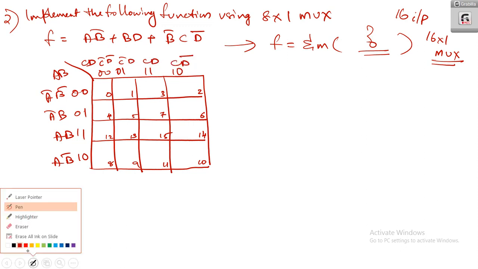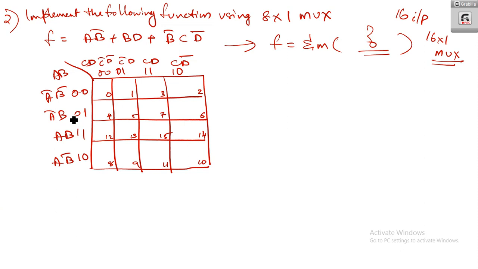So where will you get 1? That is the question. First one is A B bar. Where is A B bar? That means you will get the last row, 1, 1, 1, 1. A B bar is the last row, so it is fixed. Next is B D. B is in these two rows and D is here, so you get B D, that is this. B is there as well as D is there.